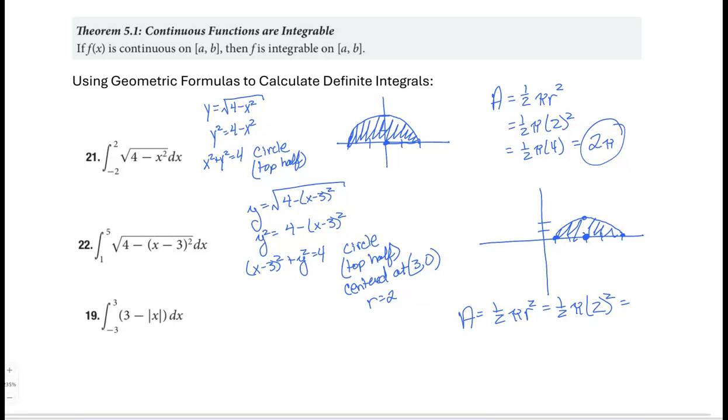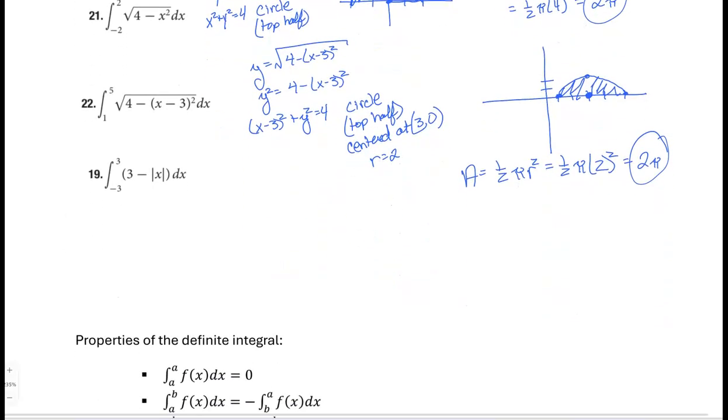So this is going to be 4 times 1/2 times pi, which is 2 pi. Again, that one's 2 pi. So same figure, just shifted along the axis. And then let's look at 19.